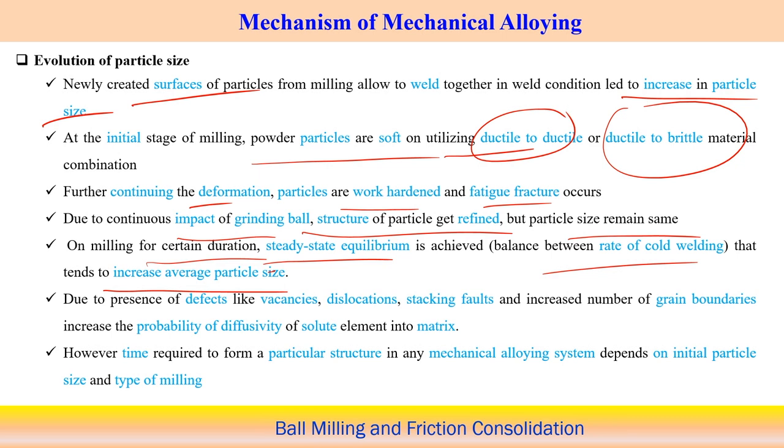However, the time required to form a particular structure in any mechanical alloy system depends on the initial particle size and the type of milling. So overall, to produce a particular structure, it depends on the initial size of the particles as well as the type of milling operation and process we are following. It is mainly governed by these two parameters.